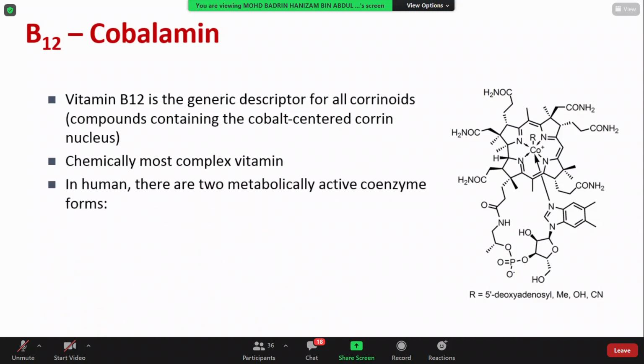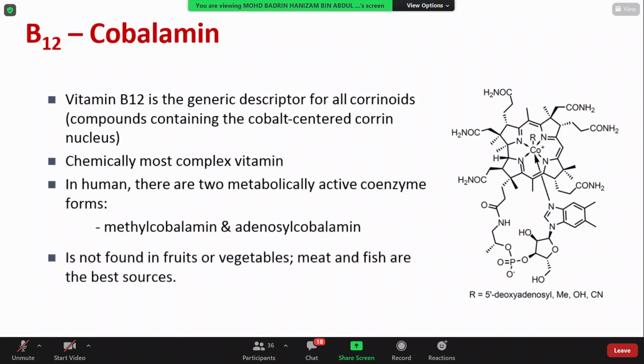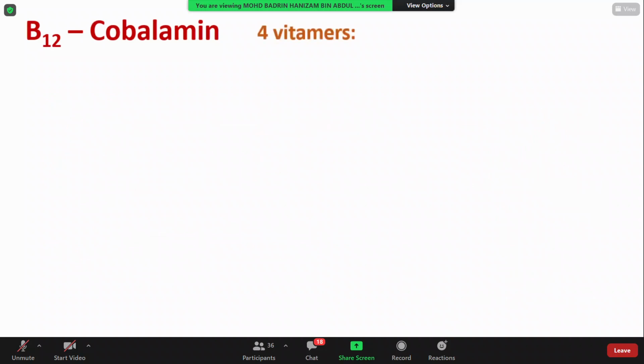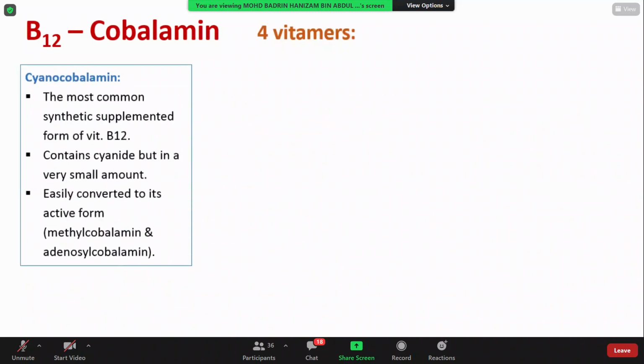It is chemically the most complex vitamin. In humans, there are two metabolically active coenzyme forms: methylcobalamin and adenosylcobalamin. It is not found in fruit or vegetables. So we need to eat meat and fish to be able to get vitamin B12 or cobalamin. We cannot get this vitamin from fruit and vegetables, unfortunately.